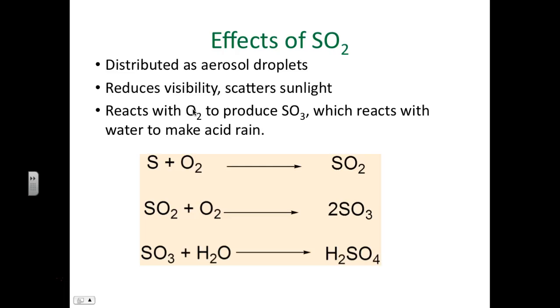Again, why is sulfur dioxide so bad? Well, it's distributed in aerosol droplets, which causes a reduction in visibility. That's that reddish haze, smog, that scatters sunlight. It reacts with oxygen to produce SO3, which is sulfur trioxide, which then reacts with water and rain to make acid rain. Again, not good. You do not want acid rain because that hurts the environment, specifically plants.